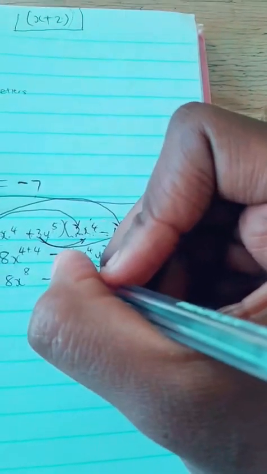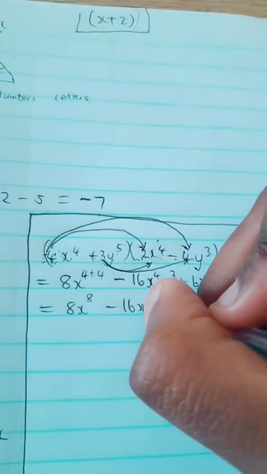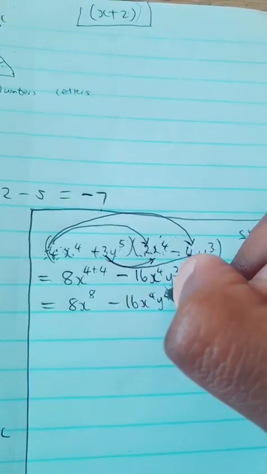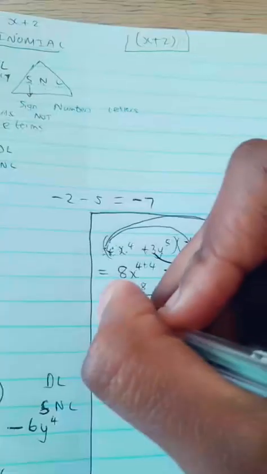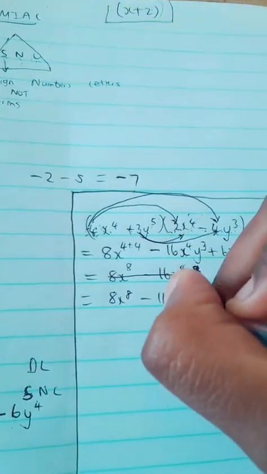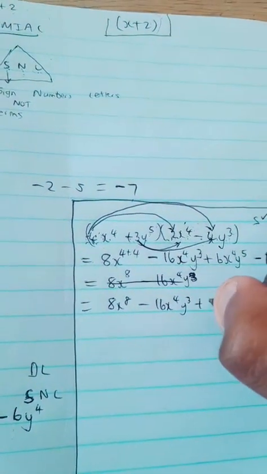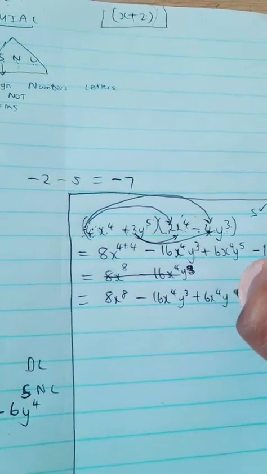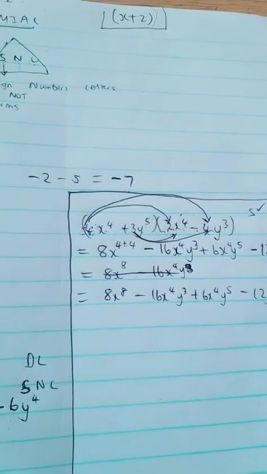So finally we are going to have 8x to the power 8, 16x to the power 4y to the power 3. Sorry, my bad. Let me just rewrite this. 8x to the power 8 minus 16x to the power 4y to the power 3 plus 6x to the power 4y to the power 5 minus 12y to the power 8.